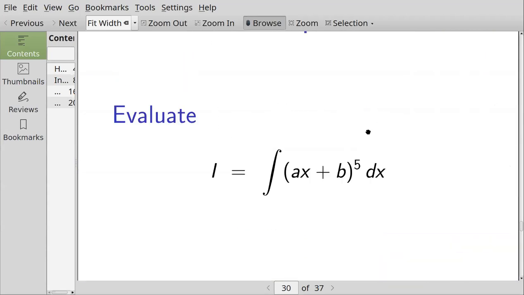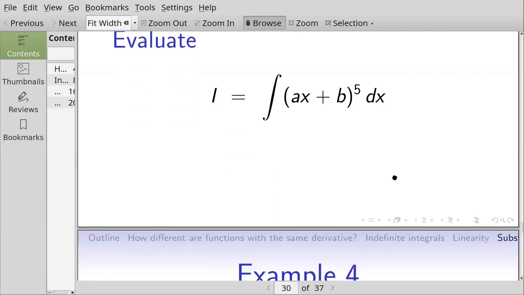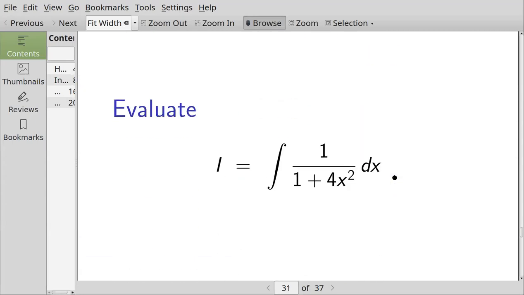Well, if I take du, I get a dx, right? But outside of this thing, I've got 1 dx. So when you write your integral in terms of u, you're going to have a factor of 1 over a or something. That doesn't matter, right? Okay.